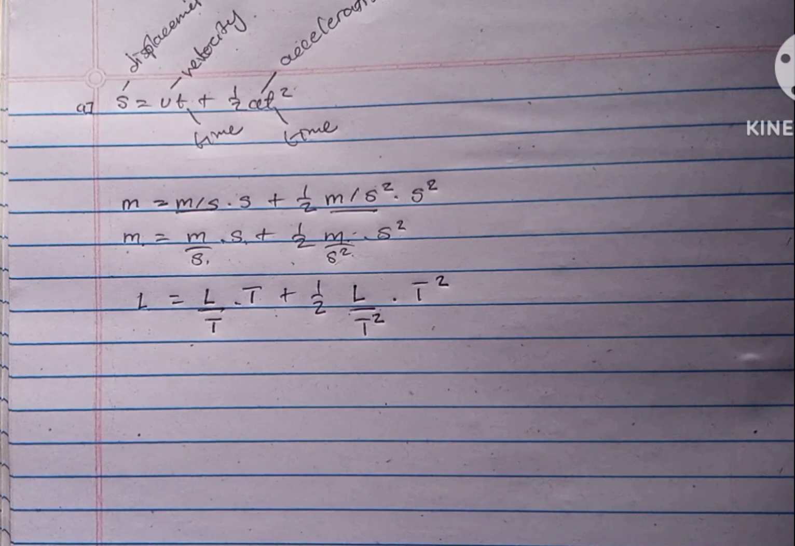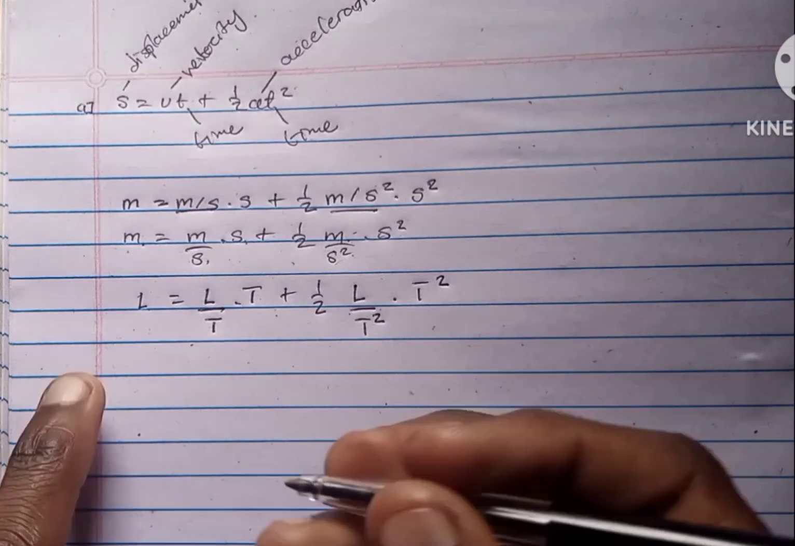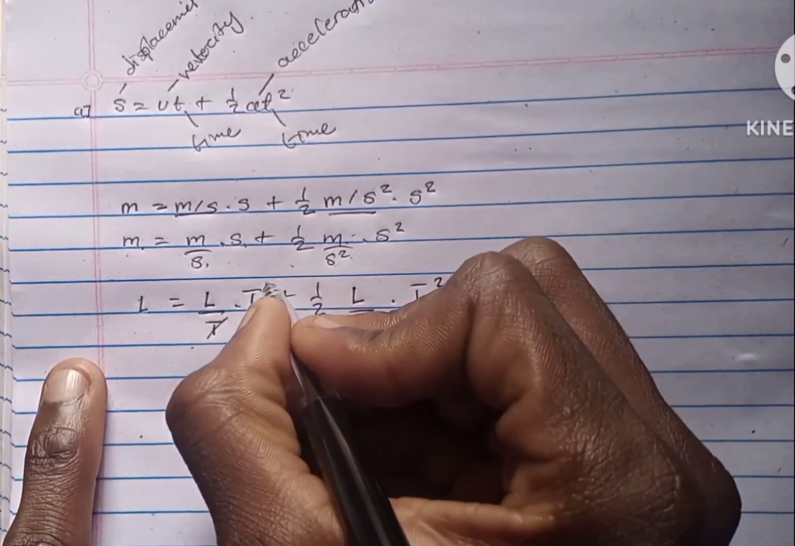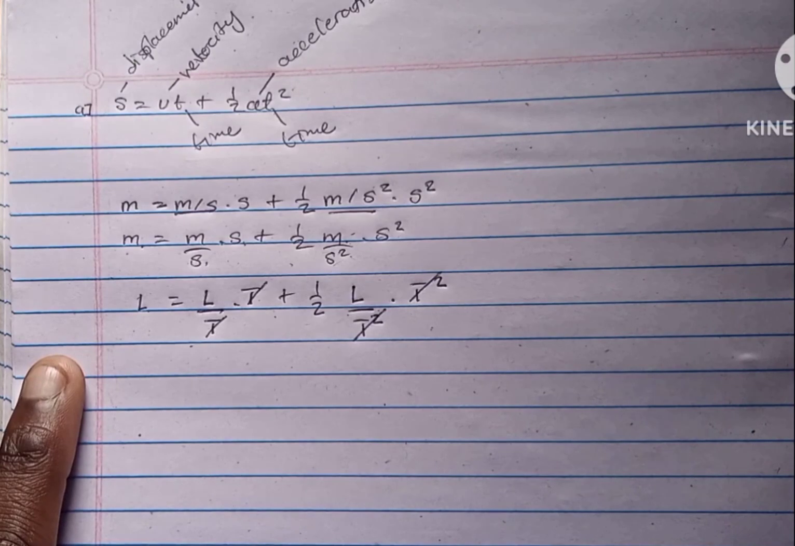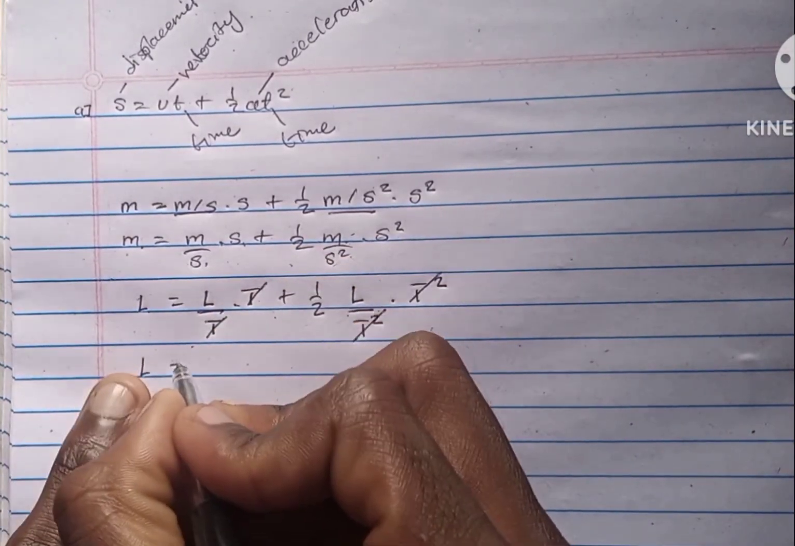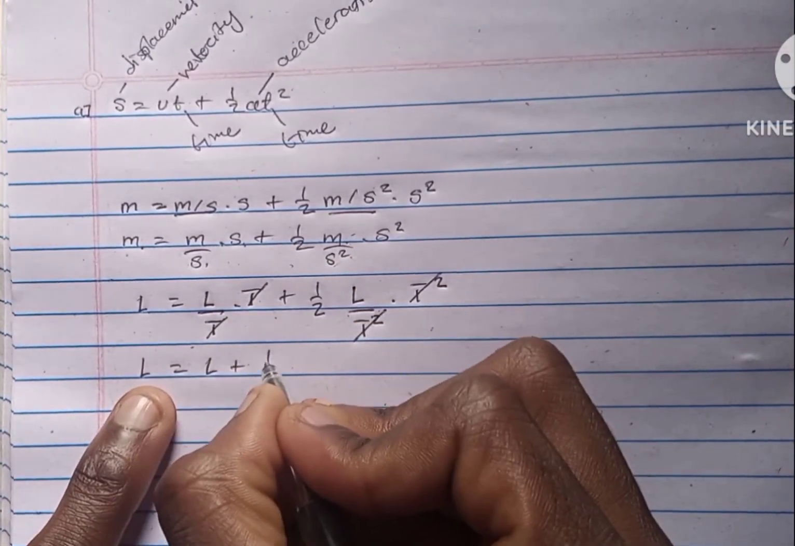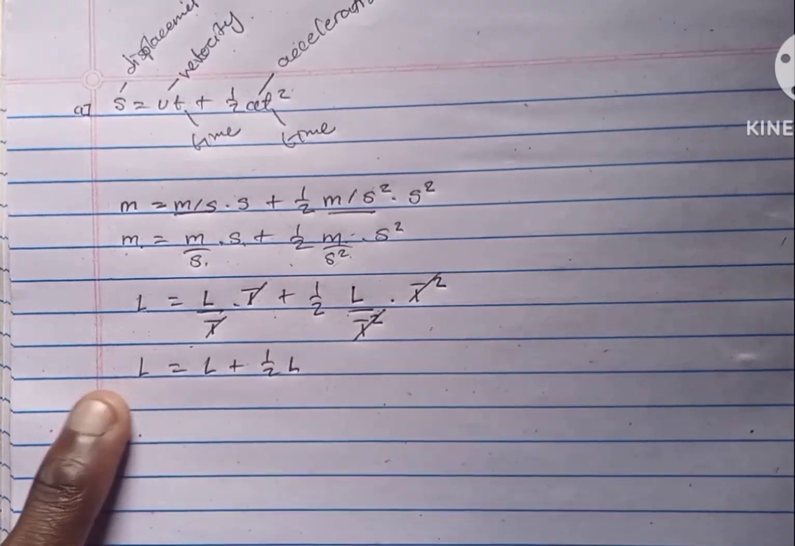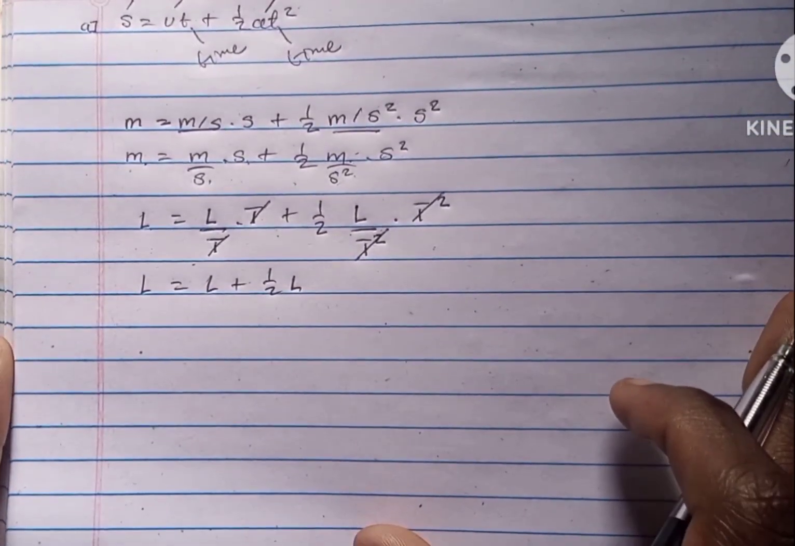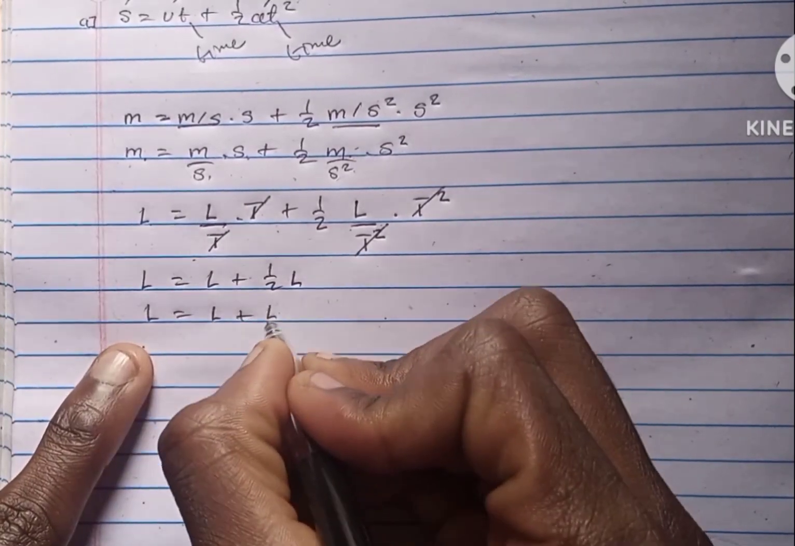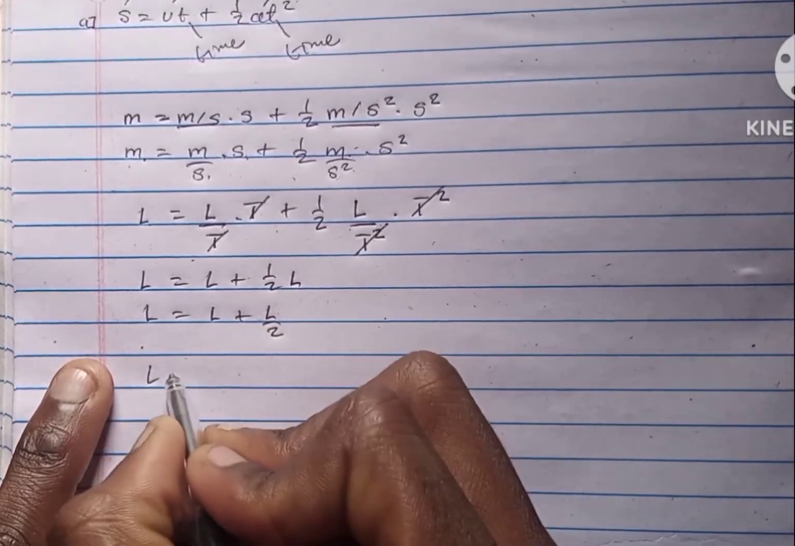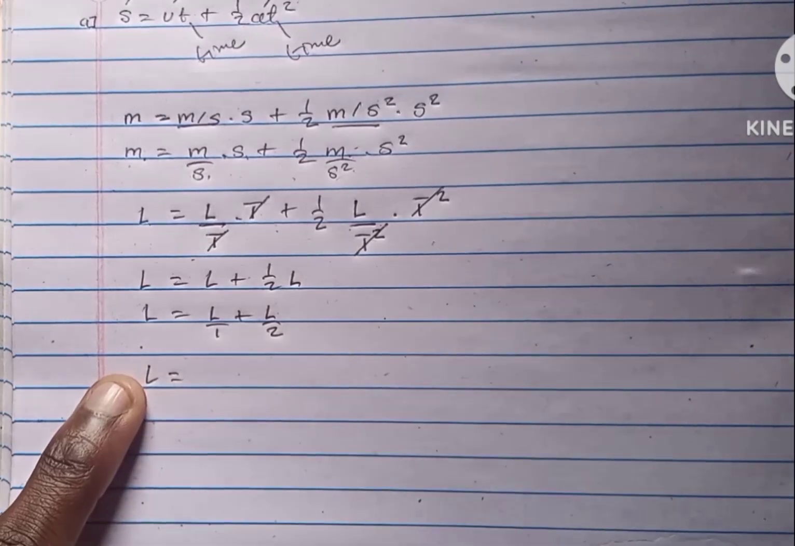If we have the same thing at the denominator and the same thing at the numerator, we're going to cancel them out. So we'll have T here, they cancel. T squared here, they cancel. And we're going to remain with L is equal to L plus 1 over 2 L. So we're now going to add this. So we have L is equal to L plus L over 2. L is equal to, so we're going to drop 1 here.